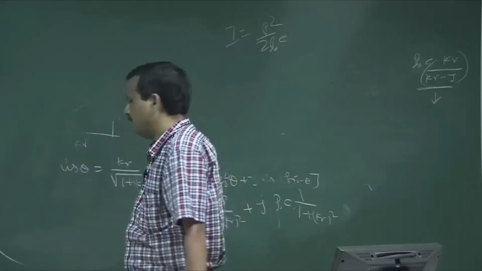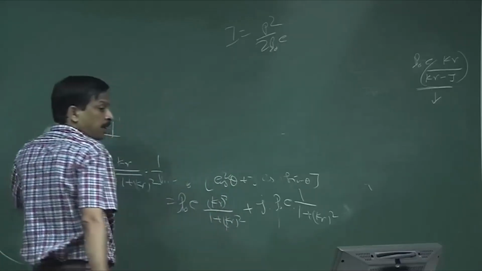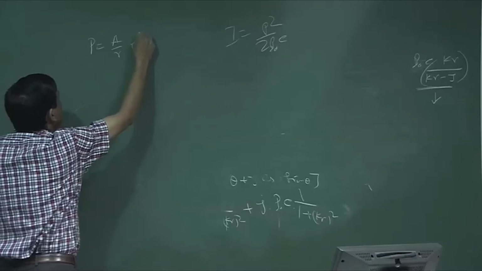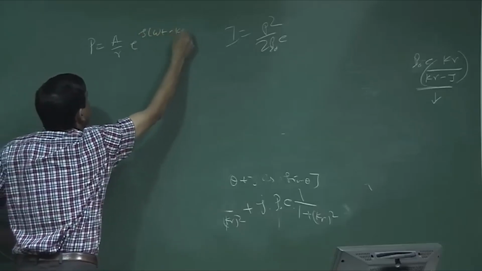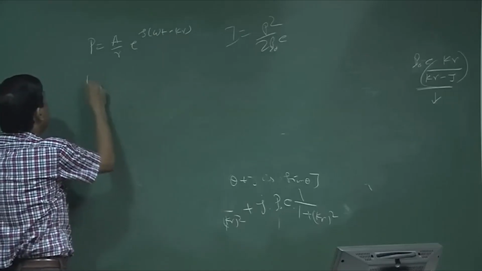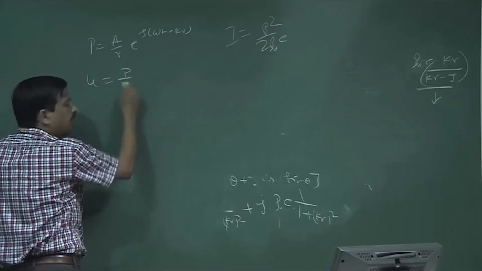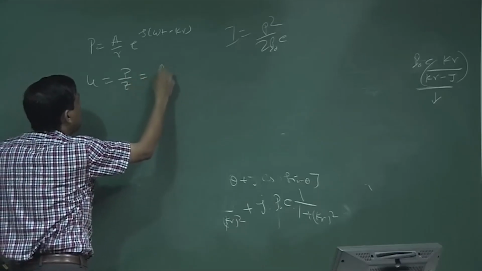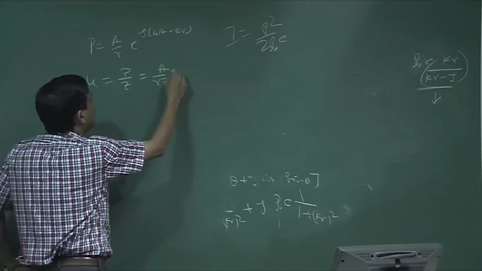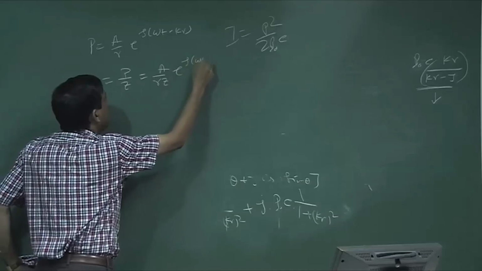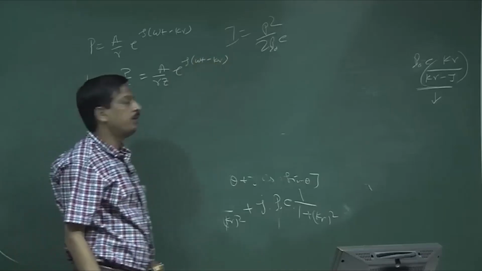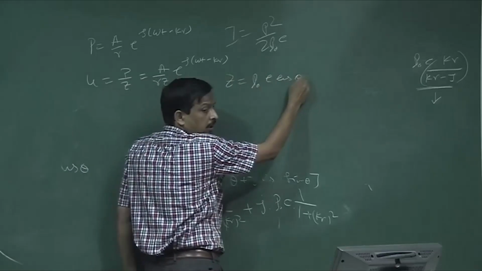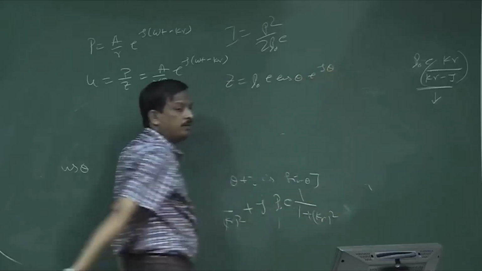I have to say whether this expression of I remains the same in the case of spherical wave or whether it changes. Okay. So, let us consider that p is nothing but A by r e to the power j(omega t minus k r). And u is nothing but p by z. So, it is nothing but A by (r z), where z is the impedance, e to the power j(omega t minus k r), where z is equal to rho 0 c cos theta e to the power j theta.